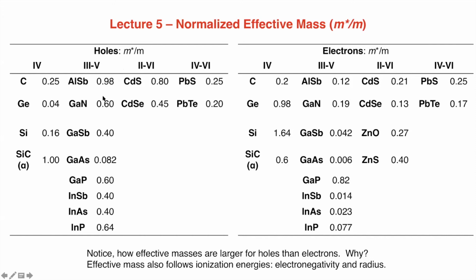Say cadmium selenide or gallium nitride, the hole masses are 0.6 and 0.45. The electron masses are 0.19 and 0.13. Does anybody have a guess as to why that would be the case? This is a tricky question, but it's a good one.